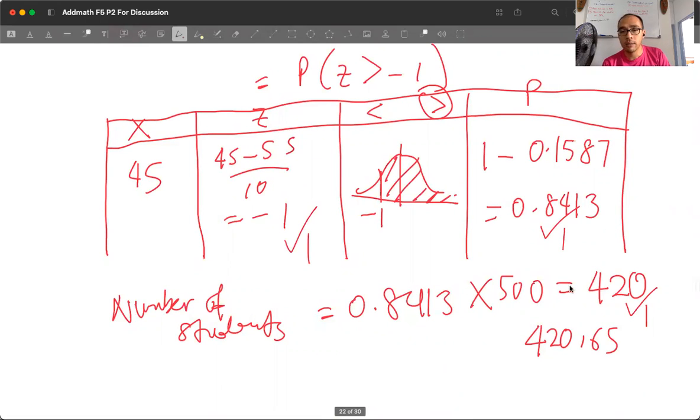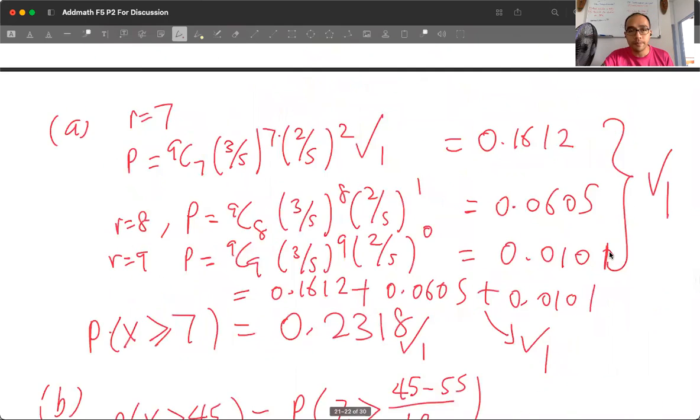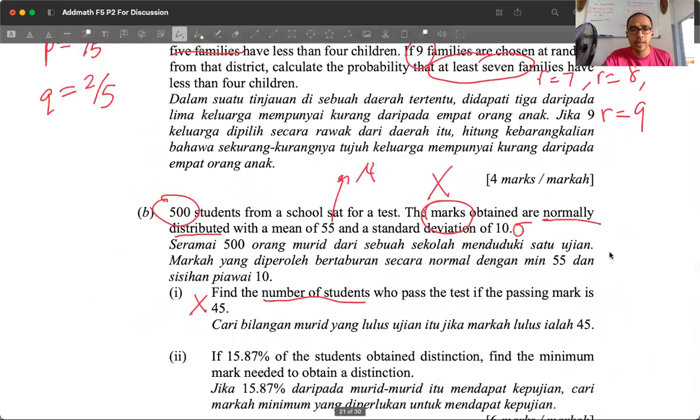Okay. Yes, when you calculate this, you get 420.65 actually. But we cannot use that. There is no 0.65 student lah. So we round off to the nearest one before, which is 420. Okay, I need to make a mental note of this, because in my scheme it is written 421 lah. So I have to correct it. Should be 420.